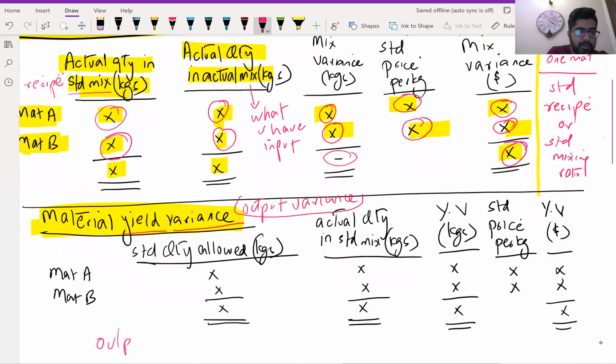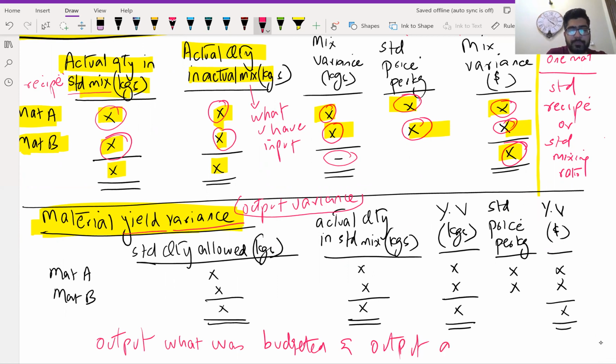That is output: what was budgeted and output actually achieved. Yield variance is the output variance. Output variance means output that was budgeted and output that was actually achieved. This variance is called material yield.